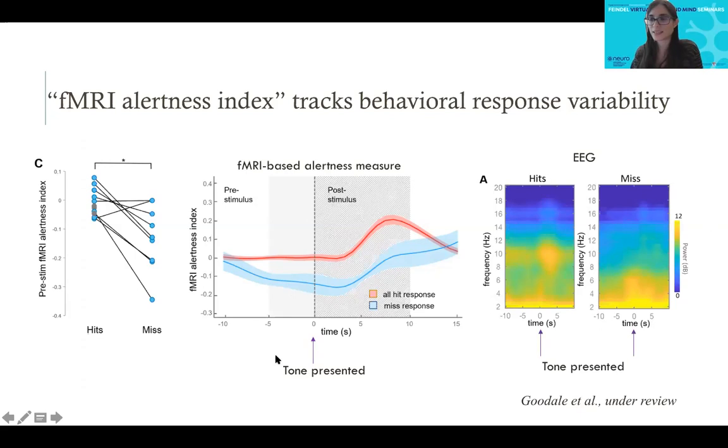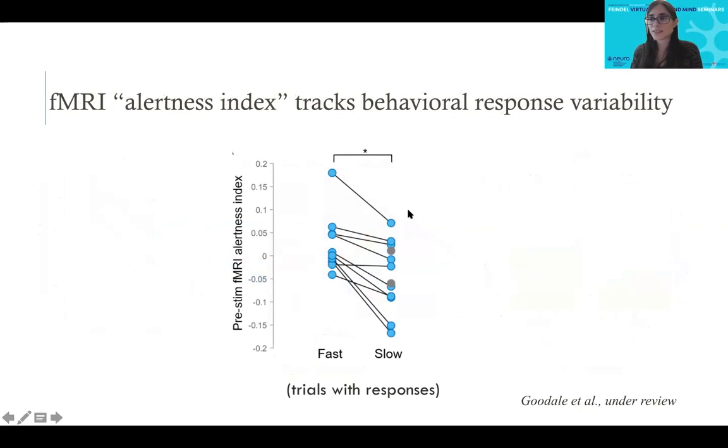And one other result that I'll show is that if we take only the trials that had responses, and we look at our reaction times, and in this case we just sorted them into fast or slow trials based on a threshold, we found that the faster trials were linked with a higher estimated alertness in the pre-stimulus interval compared to the slower trials. Yeah, and some subjects only had slow trials, so that's why they're just a gray dot.